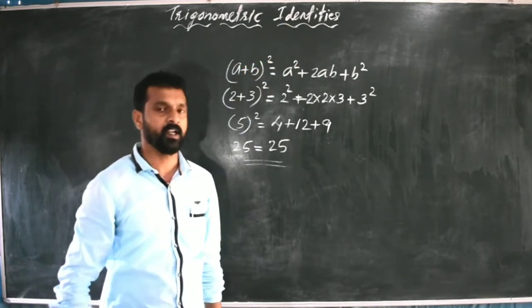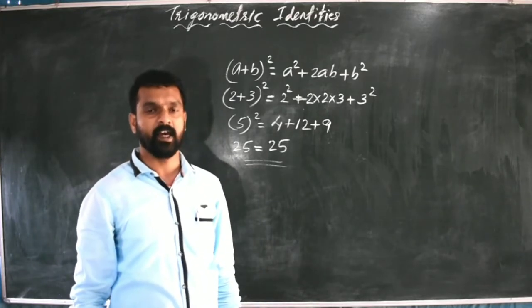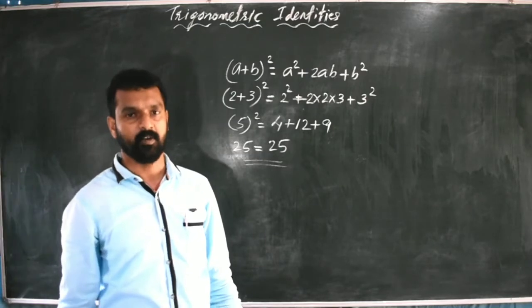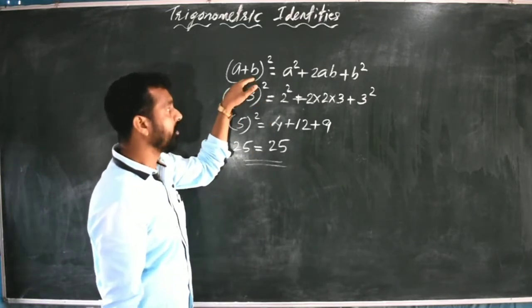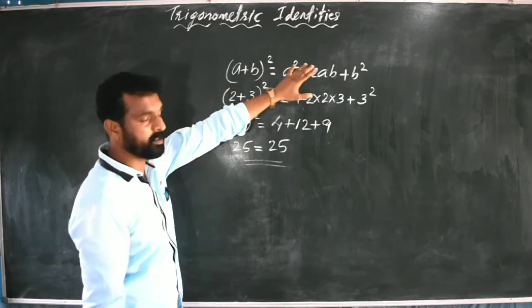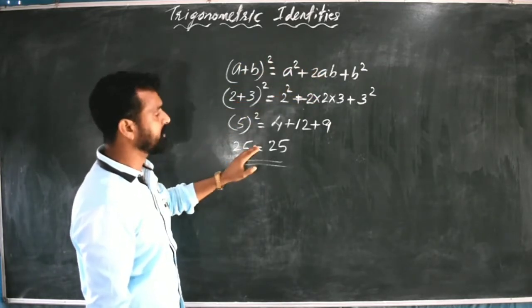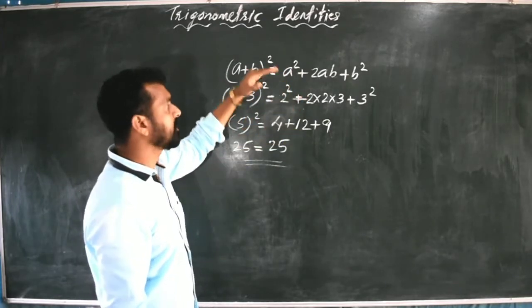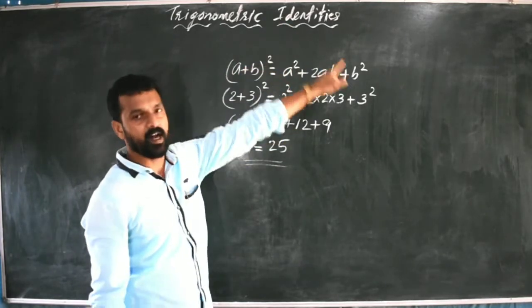So, what is an identity? An equation is called an identity when it is true for all values of the variables involved. That means any value you substitute in the variables, both sides will be equal. That is why this equation is called an identity.